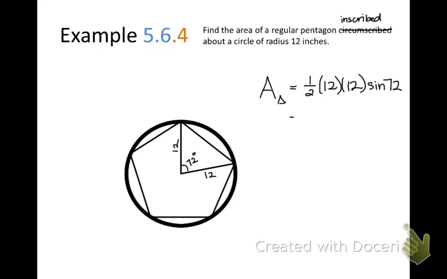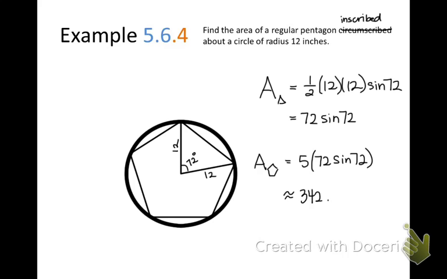Okay? So that ends up being 12 times 12 is 144 divided by 2 is 72, sine of 72. And then to find the total area of the pentagon, what would you guys do? You have 5 of those. So you would be doing 5 times 72, sine of 72. Calculate that. You get about 342.38. So which version is easier?